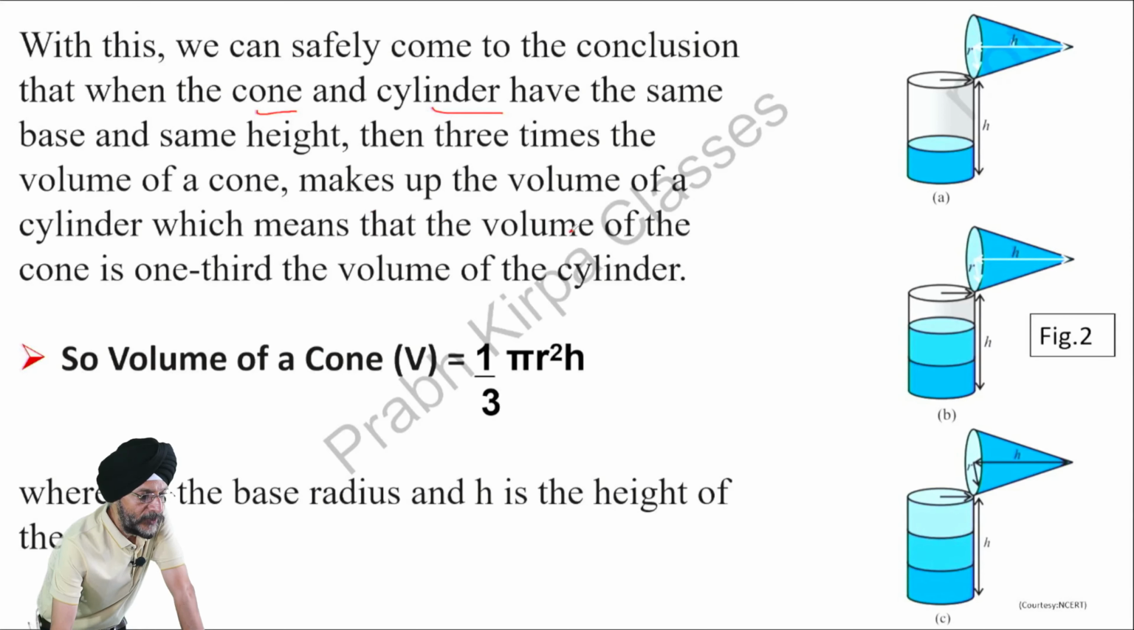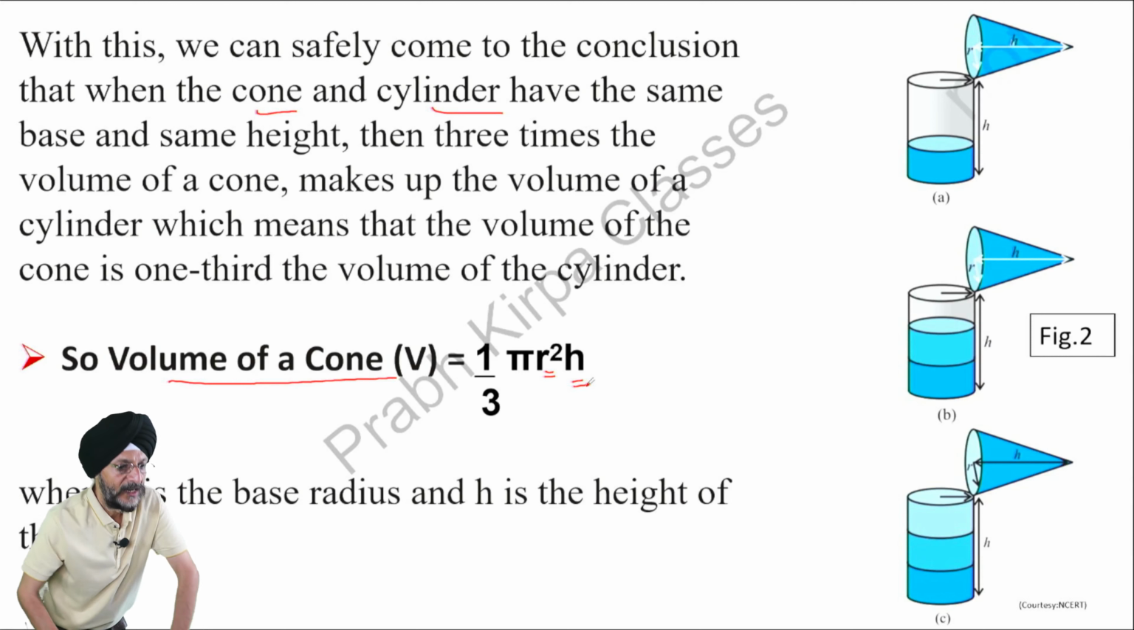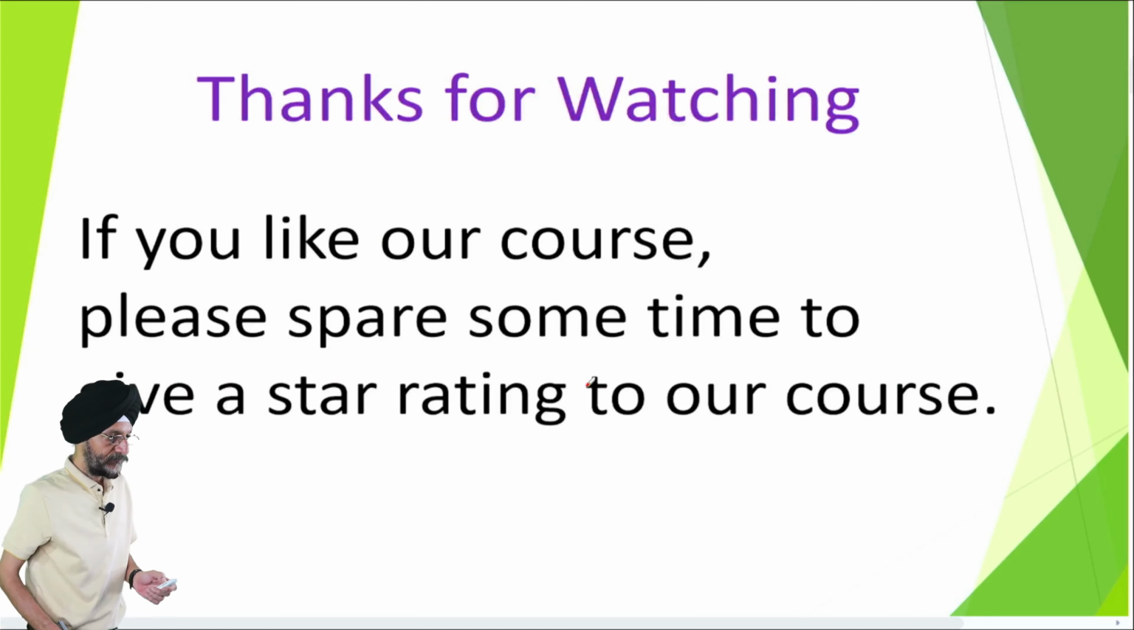In other words, we can say that volume of the cone is 1/3 the volume of the cylinder. So volume of the cone is 1/3 pi r square h, where r is the base radius and h is the height of the cone.